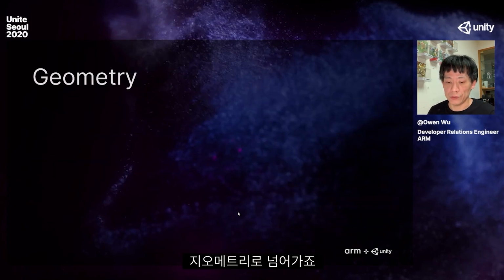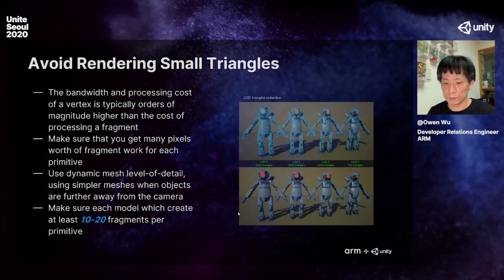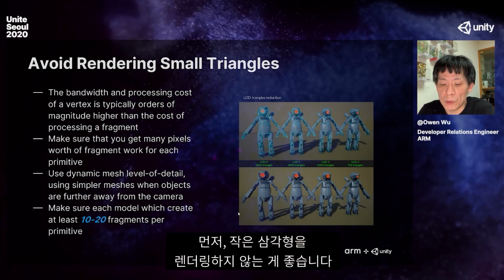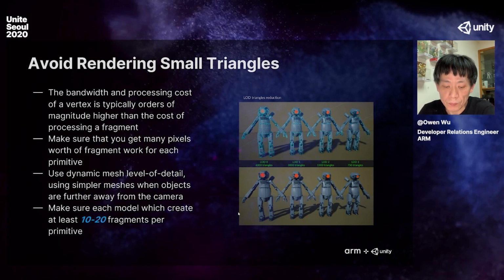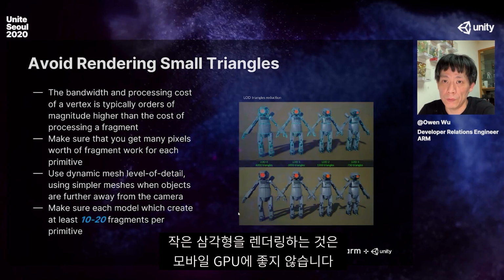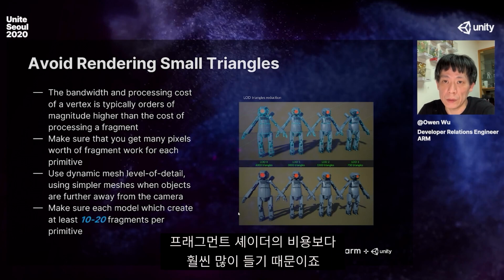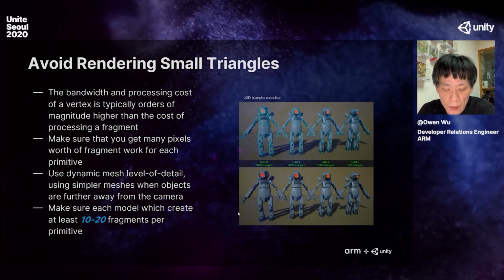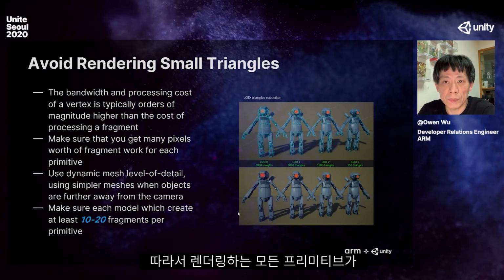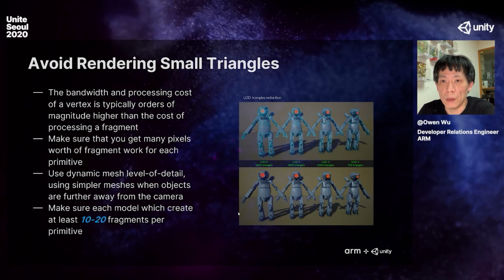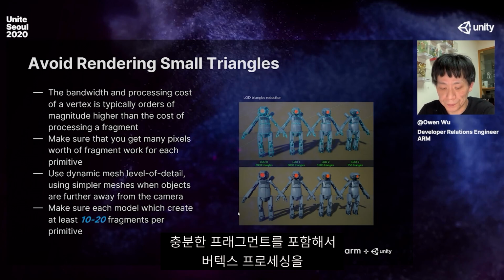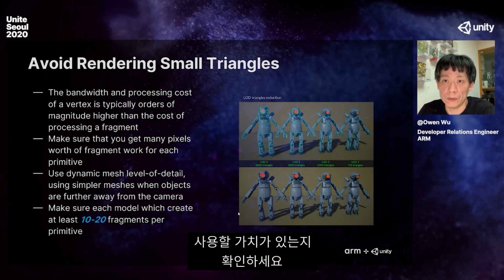So next one, geometry. The first one, avoid rendering small triangles. Rendering small triangles is bad for mobile GPU because the bandwidth and the processing cost of vertex shader is much higher than the cost of fragment shader. So make sure that all primitives you render cover enough fragments, so the vertex processing is worth it.